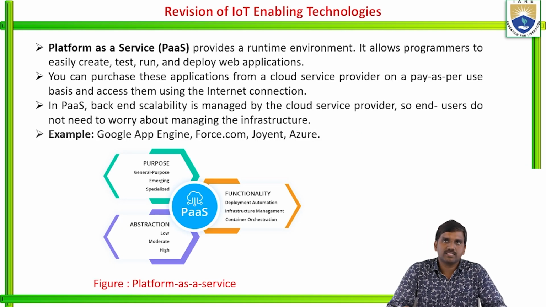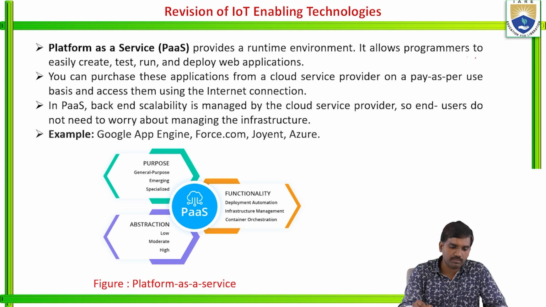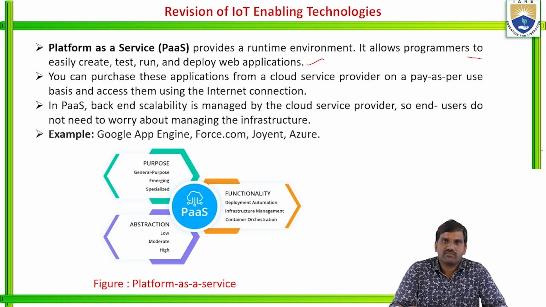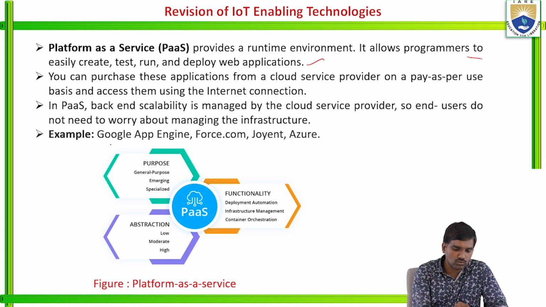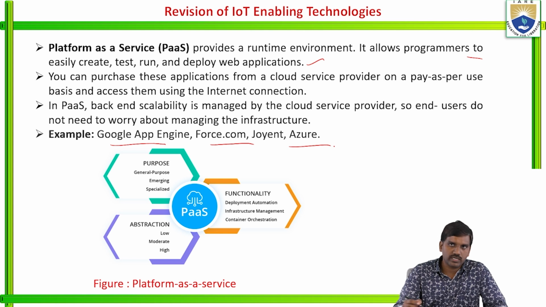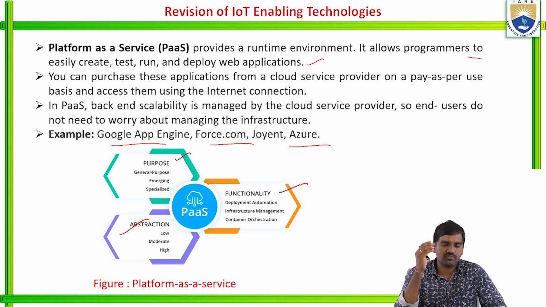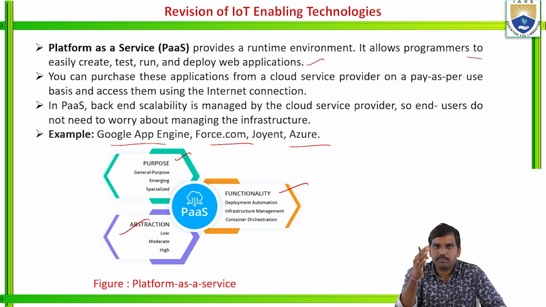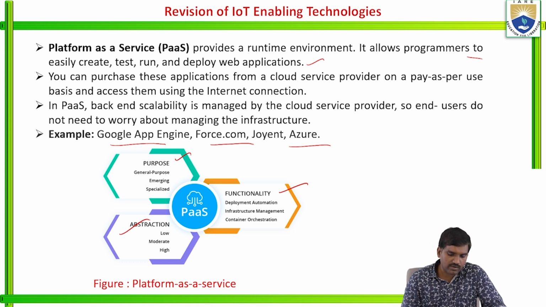Next one, PaaS, which stands for Platform as a Service. It provides a runtime environment. It allows programmers to easily create, test, run, and deploy web applications. That is the main specification of Platform as a Service. Examples: Google App Engine, Force.com, Joyent, and Azure. Here, purpose, abstraction, and functionality. Platform as a service runs based on these three main factors: purpose, which can be general purpose or emerging specialized technologies, and functionality. Under functionality: deployment automation, infrastructure measurement, content orchestration, and application, with low, moderate, and high abstraction. So this is the figure of platform as a service.